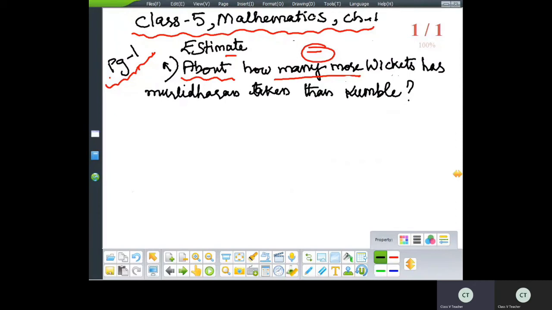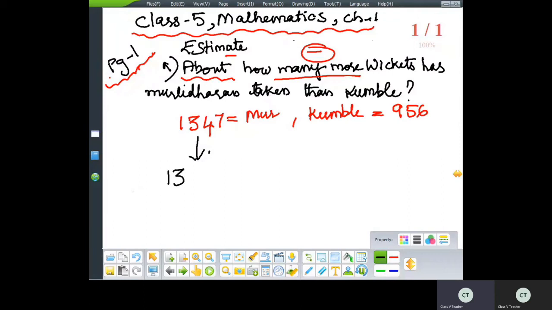The wickets of Muralidharan are 1347, taken by Muralidharan. Anil Kumble has taken how many wickets? 956. So Kumble has taken 956 wickets. Now round off to the nearest hundreds. So 1347, you have seen it now. It is 1300.